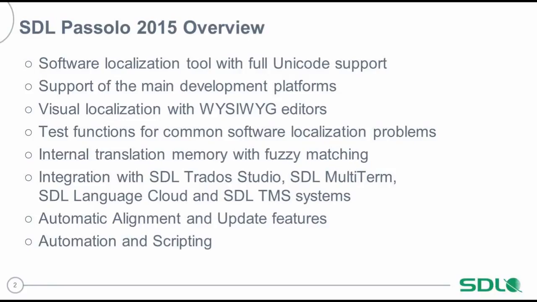The QA feature will detect common software localization problems. As a standalone product, it provides internal translation memory technology but can also be integrated with other SDL tools. The alignment feature will help our clients to instantly start with the product if the software is already translated, and the update feature helps to drastically reduce the amount of work when localizing software updates. Automation and scripting helps integrating the product into a software production environment and to customize it.